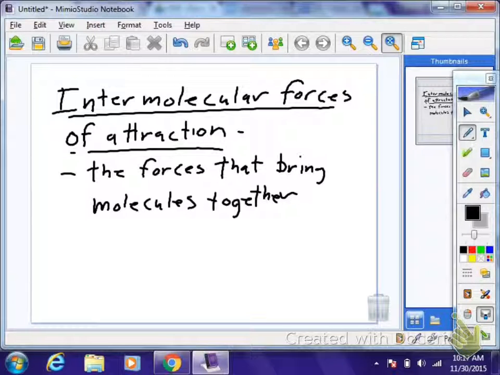So the first thing we'll talk about is something you know a lot about already, and that's why it went with this chapter. The first one we're going to take a look at that's listed under these forces is dipole-dipole interaction.